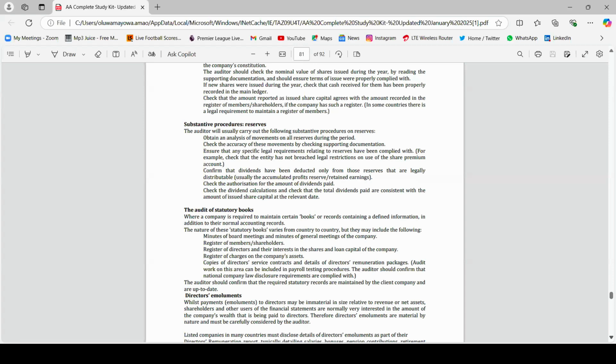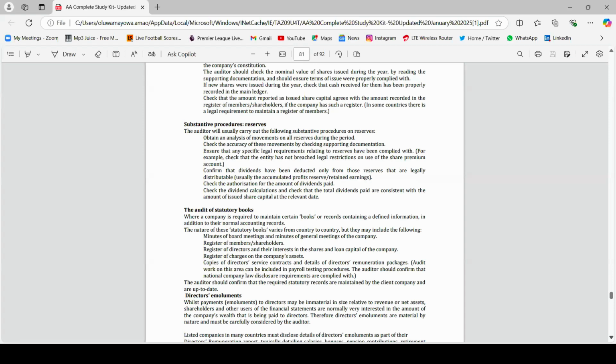And if there are also changes in the equity, you want to check that. You want to check how these changes are captured. What are the supporting documents to back the changes? Have the legal requirements been complied with? If dividends have been paid, you also want to confirm that the dividends have been appropriately calculated and distributed appropriately. You also want to check for approval for dividend payment. You want to check how they have been calculated.